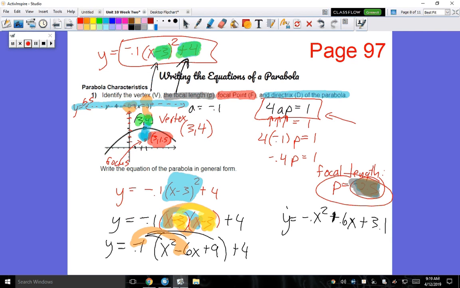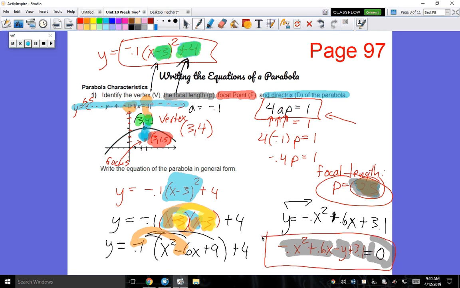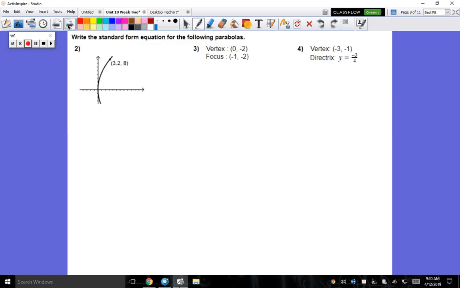And last but not least, we're just going to move the y over so that everything is equal to 0. So I'm going to subtract the y over, and I'm going to write the equation is equal to 0 by putting 0 on the right side. So we have negative 0.1x squared plus 0.6x. We are going to put this minus y, and then we're going to do the plus 3.1. Okay? Because remember, in general form, we have all the x's together, all the y's together, and then the constant, so that we have 0 all there by itself. So this right here ends up becoming the simplified general form of this parabola. Alright, let's move on to the next one.